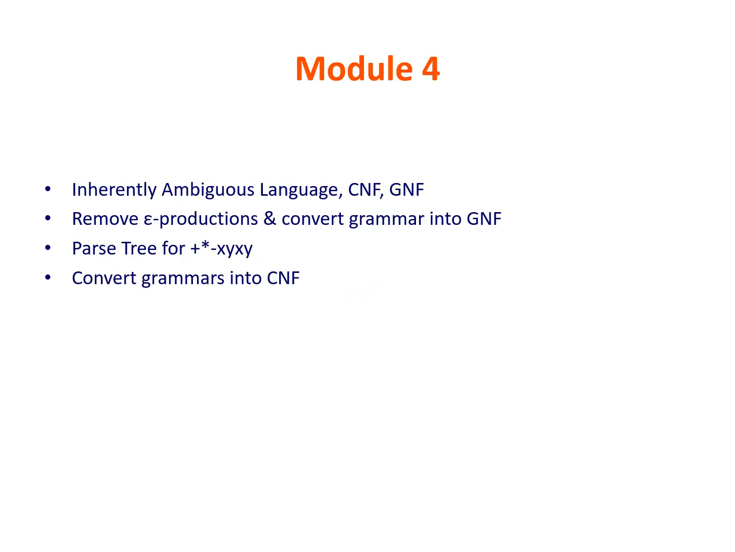Module 4 is based on grammar normal forms. You should know about inherently ambiguous languages, Chomsky normal form, and Greibach normal form. Common tasks include removing epsilon productions, converting grammars into CNF or GNF, and writing parse trees for given strings.